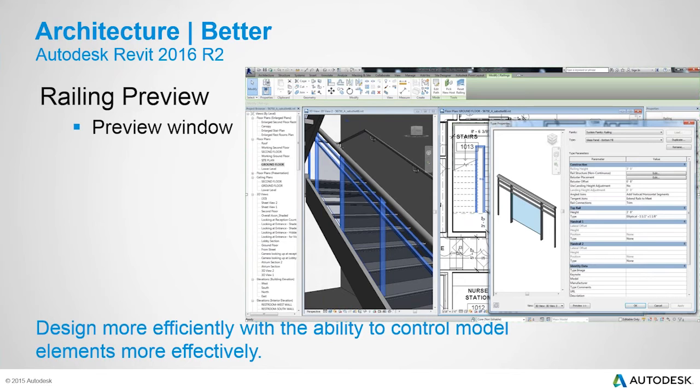Now this new feature enables a preview window in the type dialog to view the new or existing railing type shapes. And this enables you to manipulate and iterate the rail design in the preview actually before placing it. So this is a very welcome addition for those of us that are into our stairs and railings. And again, it's another one of the features that's here to help us design more efficiently with the ability to control our model elements more efficiently.